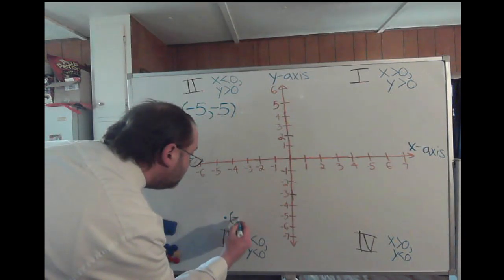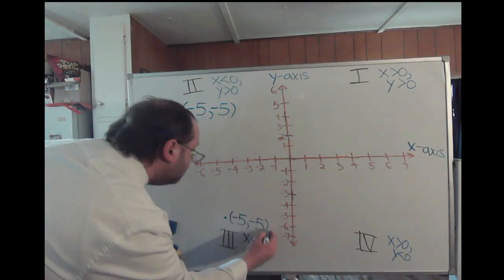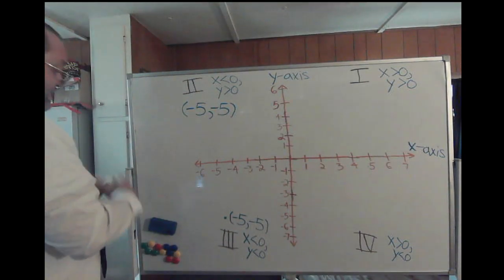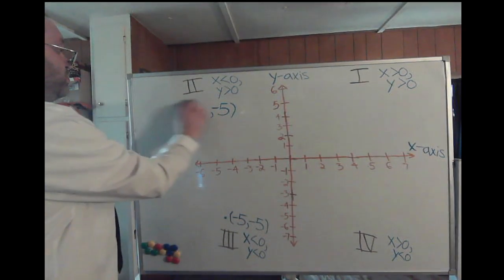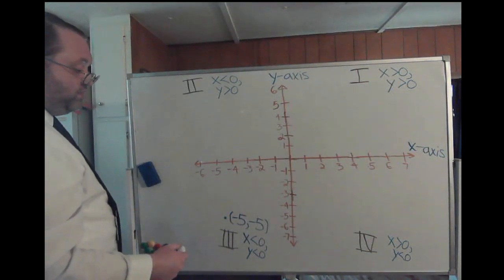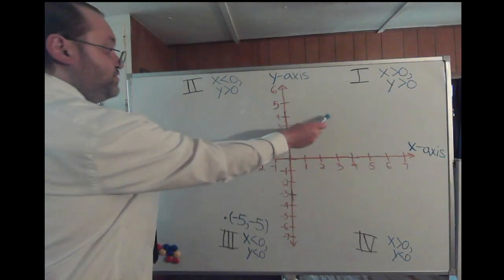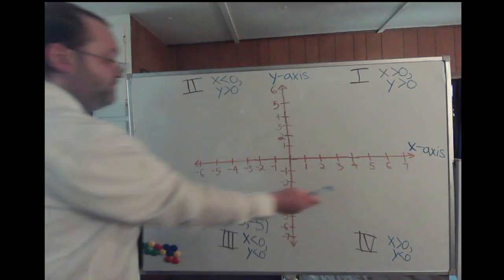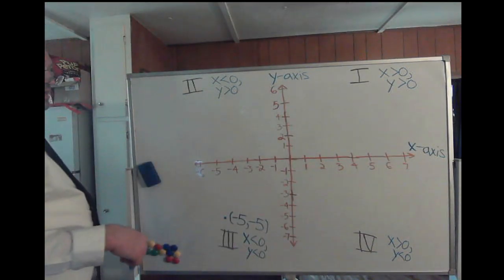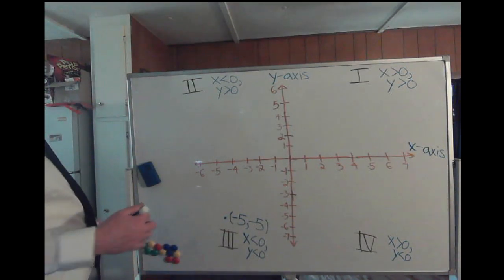So the point -5, -5 lies here. And then the other part of the question is, what quadrant does that point lie in? Well, it gives it away right here. We're in the third quadrant. Remember, first quadrant, second, third, fourth. It goes counterclockwise. So this point, -5, -5, lies within the third quadrant.